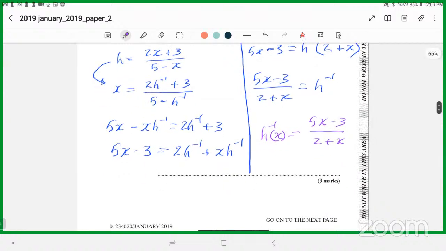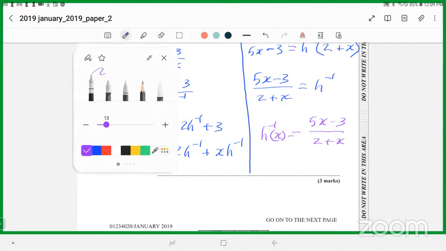Some persons might have gotten this. If the group's on the left side, they might have gotten 3 minus 5x over minus 2 minus x. It's the same thing. All right? But that is the answer right here. Nice and clean. 3 marks for that.